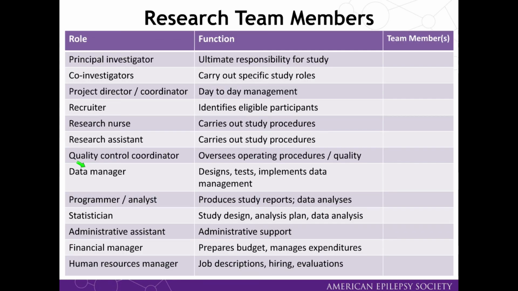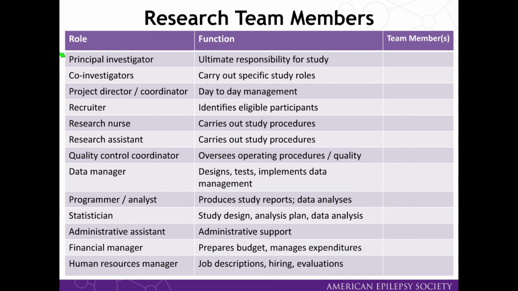So this is just a list of research team members that you may want to consider including on your team. Not every research study requires all of these people, and at times there is one person who may carry out many of these roles. So this ranges from your principal investigator and co-investigators to the project director, someone who's recruiting patients, a research nurse, an assistant, someone who does quality control, your data manager, your statistician, someone to provide project management and administrative support, someone to help prepare the budget, and someone to help with hiring and staff management.